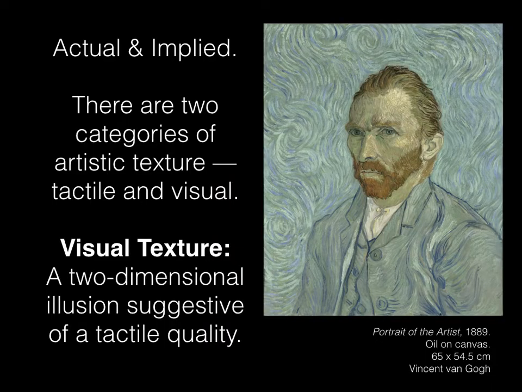All right, this is the second type of texture. This is visual texture. So visual texture is a two-dimensional illusion suggestive of a tactile quality. So in this painting by Vincent van Gogh, it looks like you could actually feel the clouds or the wind or his jacket or the hair on his face. But if you ran your hands over it, there might be a little bit of texture, but it's mostly just visual texture. That texture would be just from the paint, maybe on the surface a little bit, but really it would be very flat. So it looks like there is texture, but you cannot feel that texture. It just creates an illusion of it.